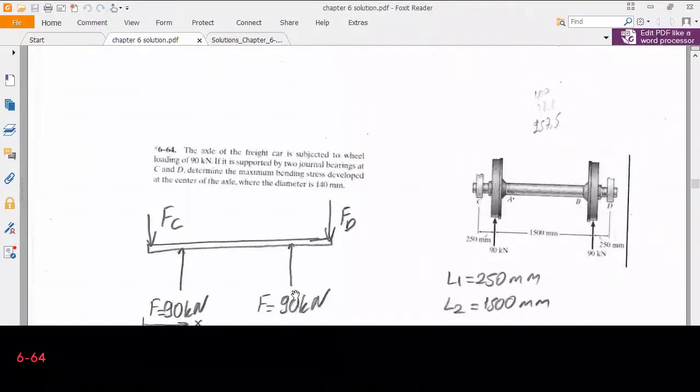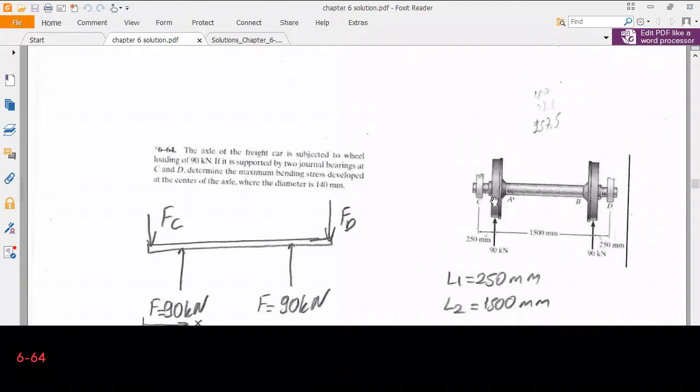Okay, our problem is 6-64. The axle of the freight car is subjected to a wheel loading of 90 kilonewtons. If it is supported by two journal bearings at C and D, determine the maximum bending stress developed at the center of the axle, where the diameter is 140 millimeters.